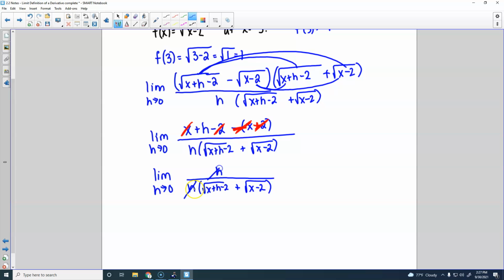So the h's cancel. There's a 1 up here in the top left. And we're going to plug in a 0 for our h. So 1 over the square root of x plus 0 minus 2 plus the square root of x minus 2. This is 1 over the square root of x minus 2 plus the square root of x minus 2.